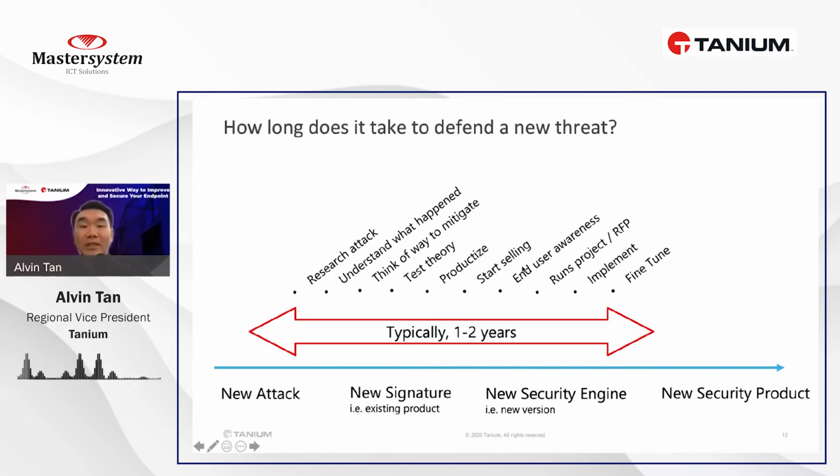And we know that this is a 1 to 2 year time frame because you have to research the attack, understand what happened, think of how to block the attack, test that theory, and then create a new product. So productize. After that, then you start selling, and the market still doesn't know what product you have. So you start selling, market awareness, the end user gets to learn what your product does. Then they run a project, an RFP, which may take 3 to 6 months, and implement. So it really is 1 to 2 years before you can block. Every new security product that comes out is 2 years late, actually, because they have to go through this cycle.